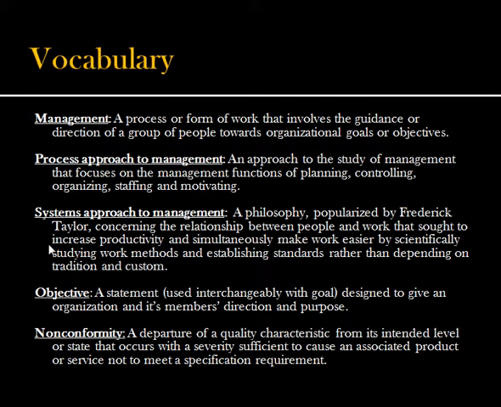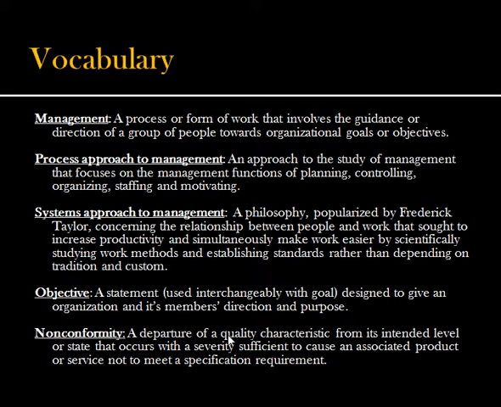Next is objectives. That is used interchangeably with goal. So goal and objective are the same thing. Basically, you need goals to make sure that people are either coming nearer or further away from what they're supposed to be doing, and also provide a purpose for that department or organization. The outputs of these processes can produce nonconformities, and a nonconformity is when you produce an output that can't be used.